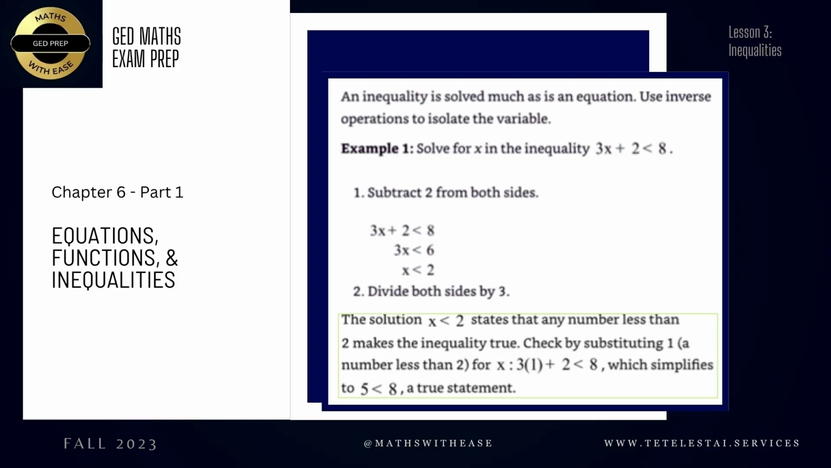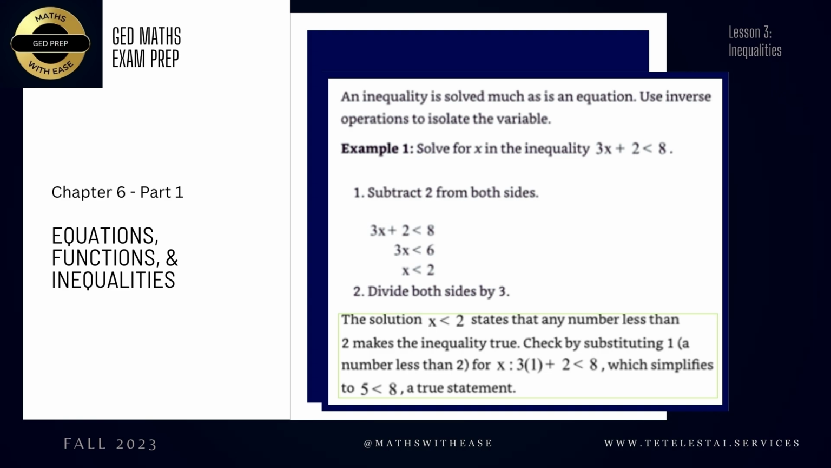2 minus 2 is 0. 8 minus 2 is 6. And then you divide both sides of the inequality by 3. 3 divided by 3 is 1. 6 divided by 3 is 2. So the solution to this inequality is x < 2. And that simply means that any number that's less than 2 will make this particular inequality true.